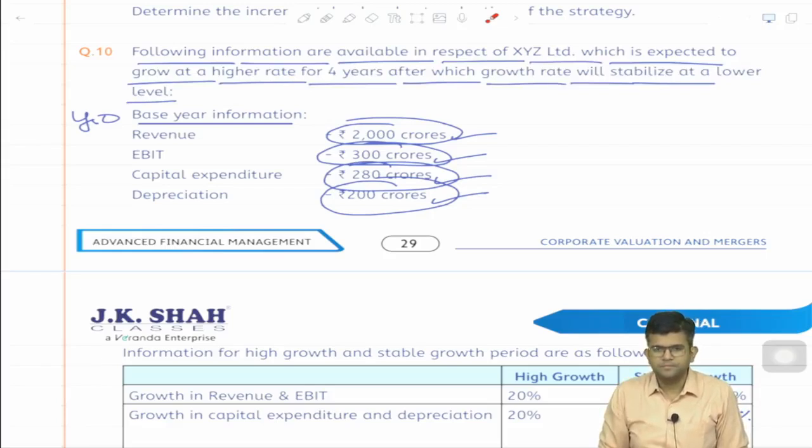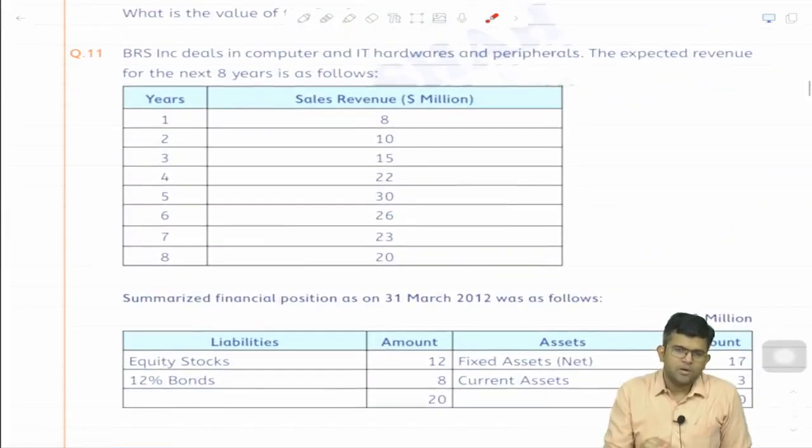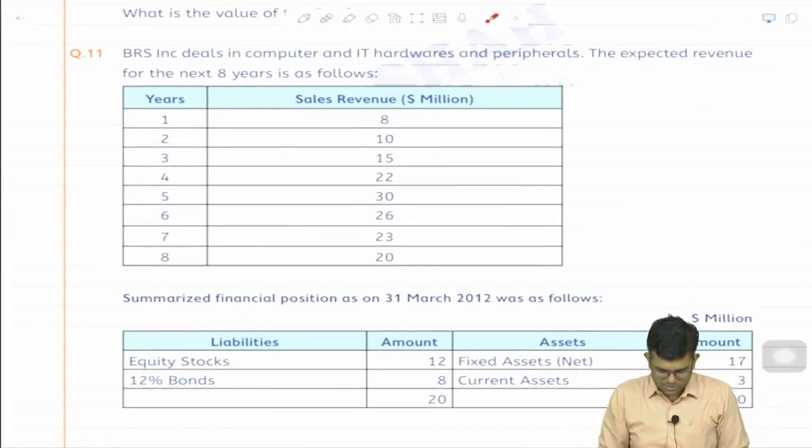All done? Working capital note also properly. Okay. So we will now go ahead to one of the biggest questions. Question number 11 starts with the word BRS. Huge question.